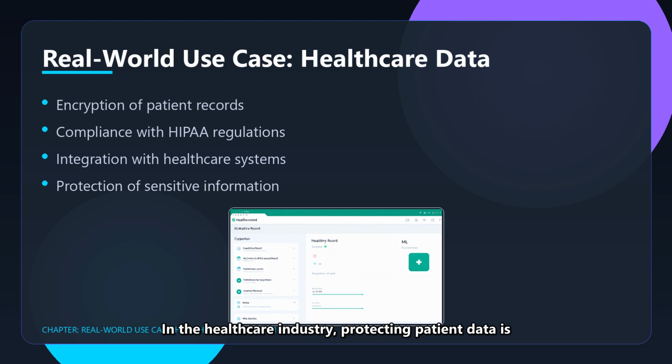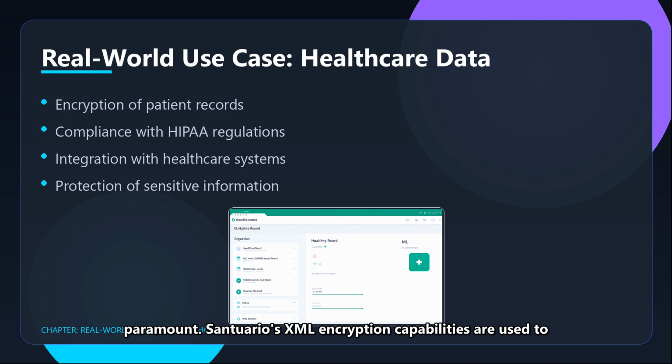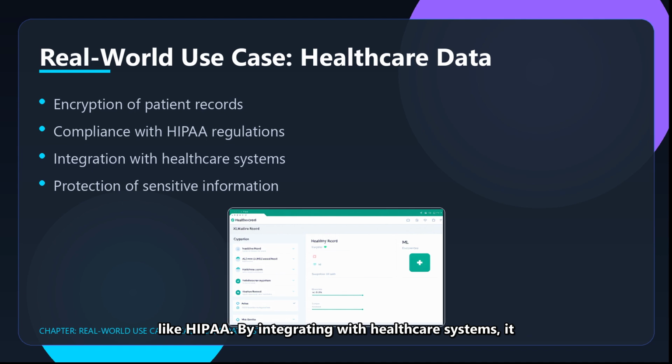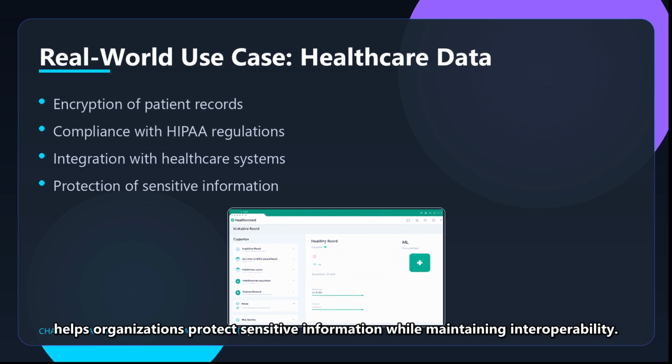In the healthcare industry, protecting patient data is paramount. Santuario's XML encryption capabilities are used to secure patient records and ensure compliance with regulations like HIPAA. By integrating with healthcare systems, it helps organizations protect sensitive information while maintaining interoperability.